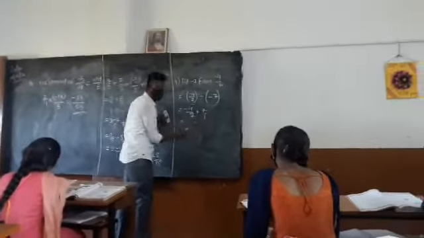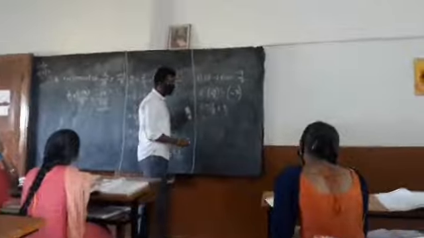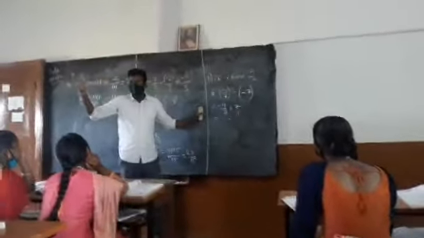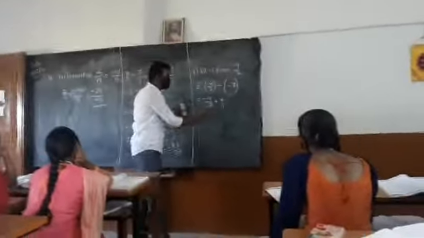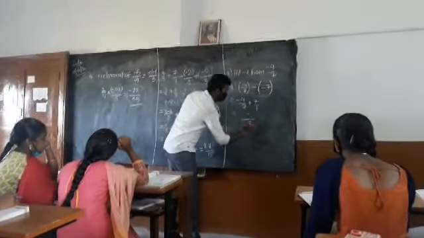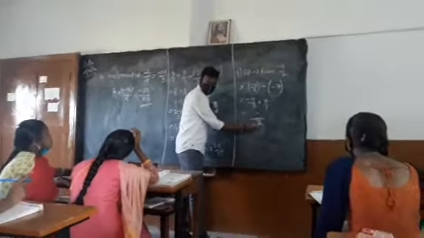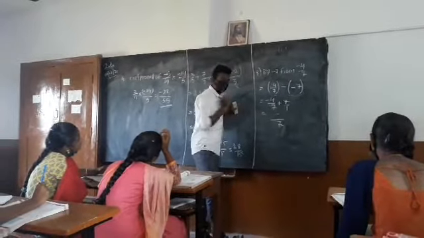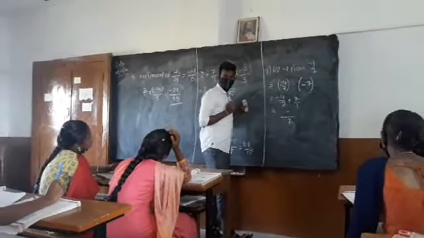Now here comes the problem. As there are no same denominators, we are going to find LCM. What is the LCM of 7 and 1? 7. Very good. 7. How many times 7 goes in 7? 1 into minus 4. Minus.